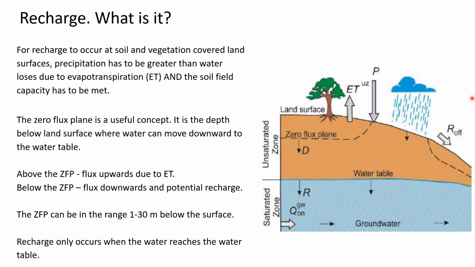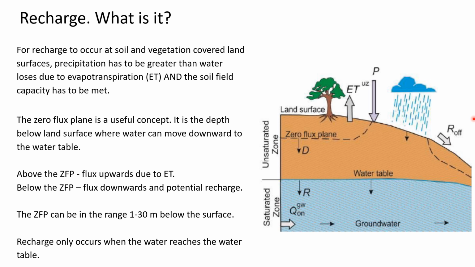You now have some definitions of recharge, but how does it occur? The example on the right-hand side shows the example of recharge occurring on a soil and vegetated surface. And to have recharge occur, you need an input. You need rainfall or precipitation, which is this term P, and that has to be greater than the losses of water from the soil, which is from evaporation or transpiration, which is combined as evapotranspiration, ET on this figure here.